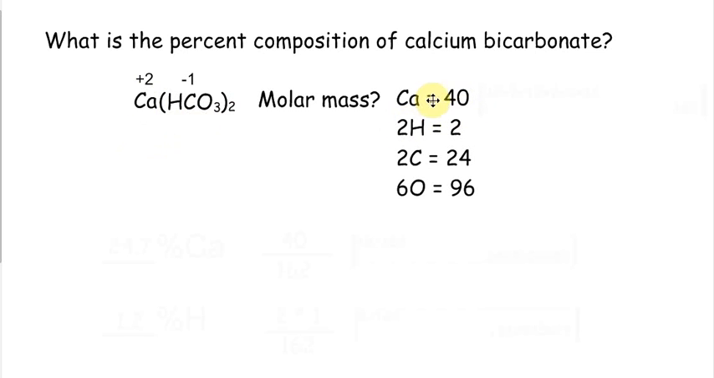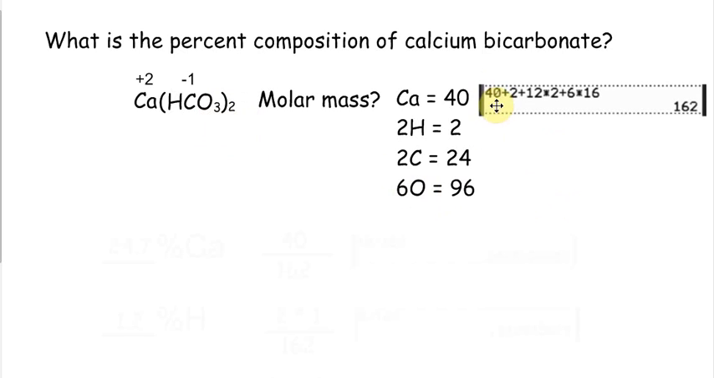I look on the periodic table, and calcium has a mass of 40. There are 2 hydrogens. 1 hydrogen has a mass of 1, so 2 of them has a mass of 2. I'm just rounding these off to the nearest whole number for simplicity's sake. There are 2 carbons. Each carbon has a mass of 12, for a total of 24. And remember, the 2 acts as a distributor, so we have 6 oxygens, which gives you a total of 96.